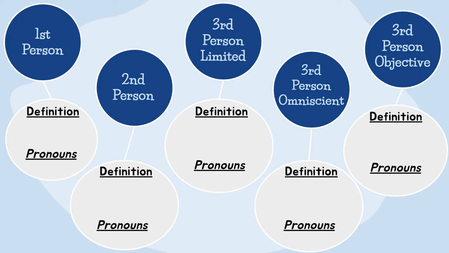What you're going to see here is that there are multiple types of third person point of view. The first one is third person limited. The second is third person omniscient, and this is a hard word. Omniscient. Practice saying that one out loud. Omniscient. I'm going to explain that in a minute. The last one is third person objective. Okay, let's go back to first person.